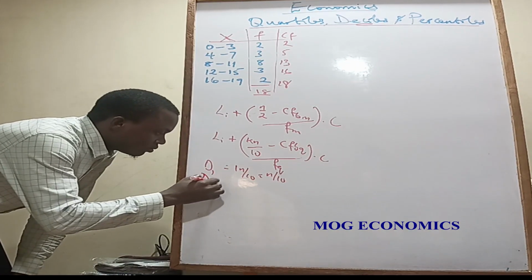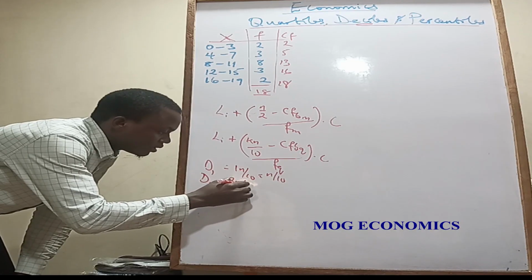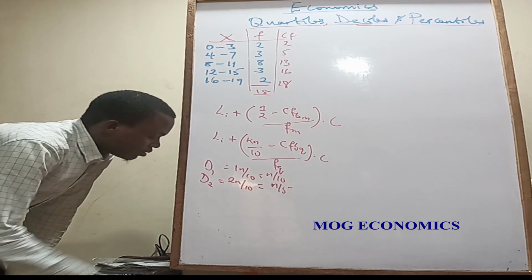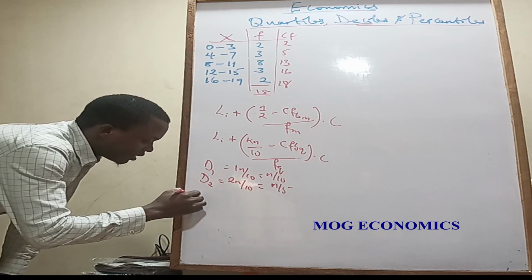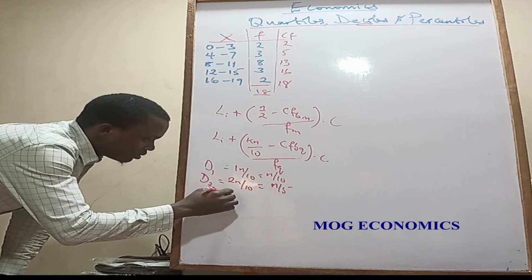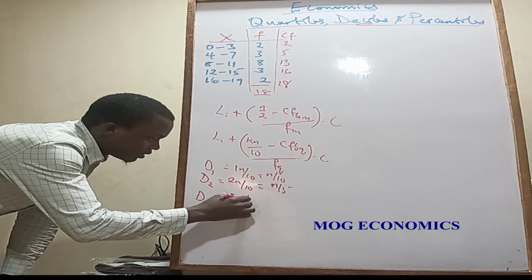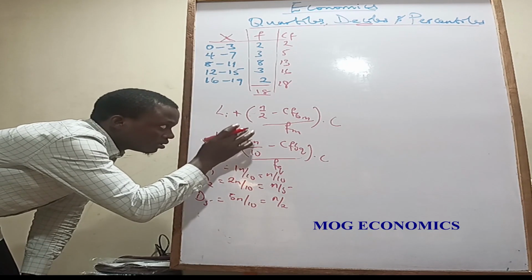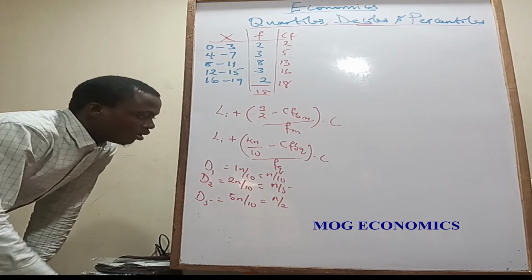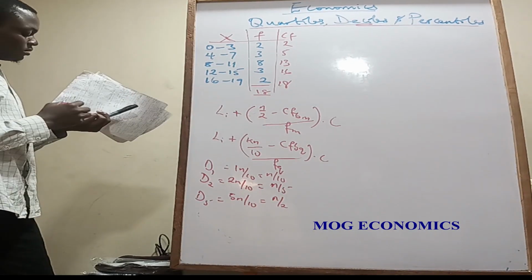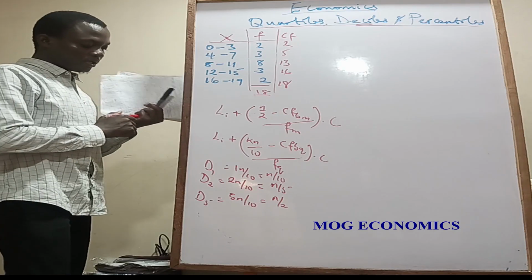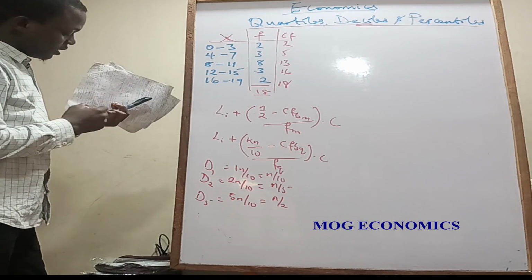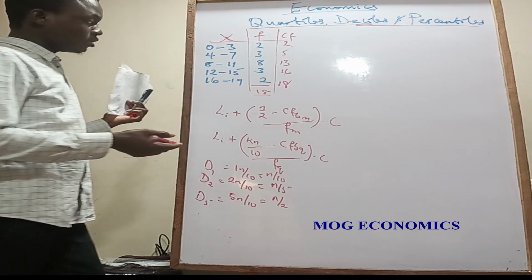Second decile will be 2n over 10, which is n over 5, right? On and on. Let's look at the fifth decile, which I said is the same as the median. Having 5n over 10, it's still going to give you n over 2. So you can see, coming back to this, on and on like that. So let's find the first decile and maybe the fifth decile, and then just move on.